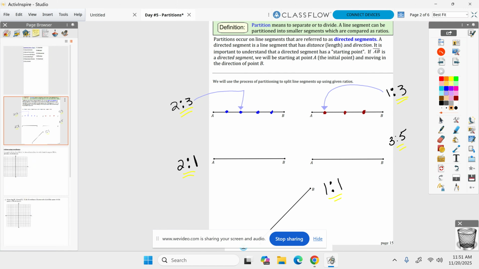2 to 1. Find me a point on AB now that breaks it up into 2 to 1. First thing you're doing is breaking it up into 3 equal parts. It's kind of like a median. And we should be pointing to that one right there, 2 to 1.